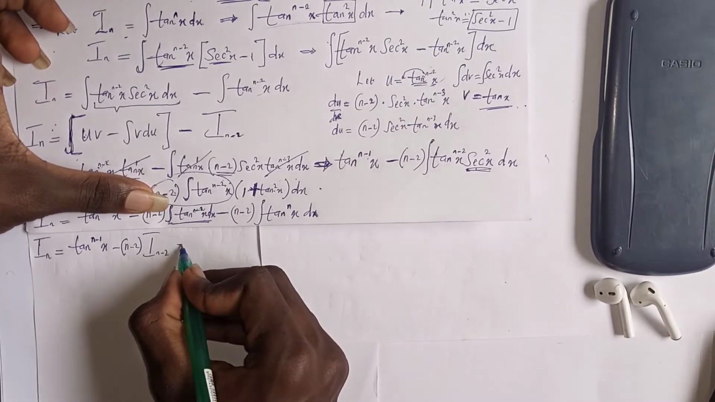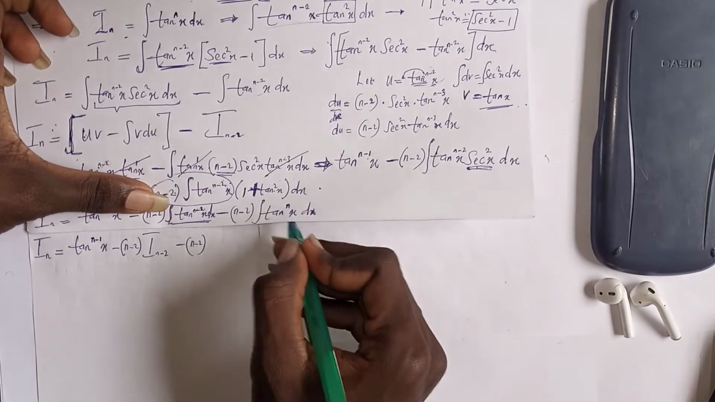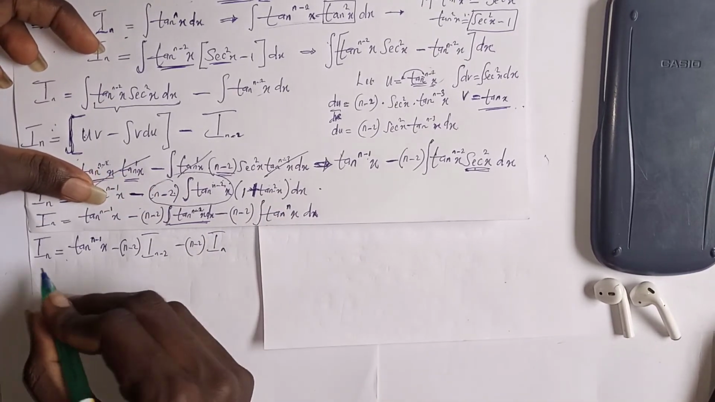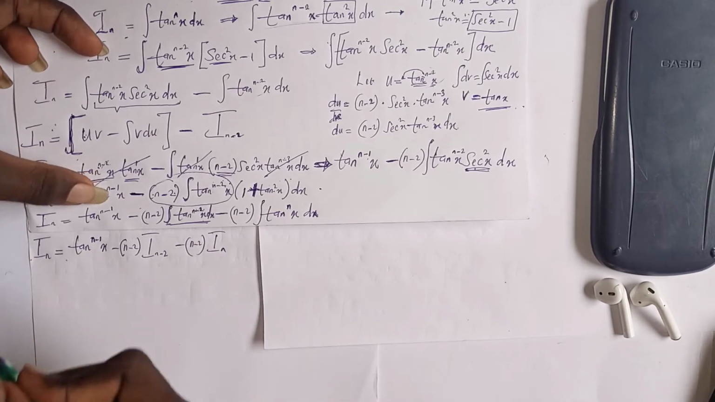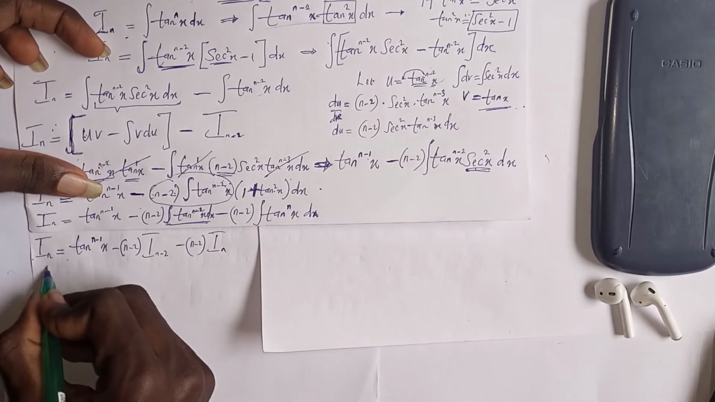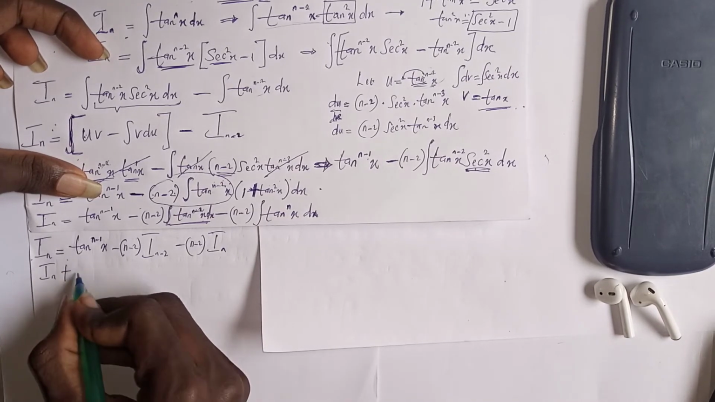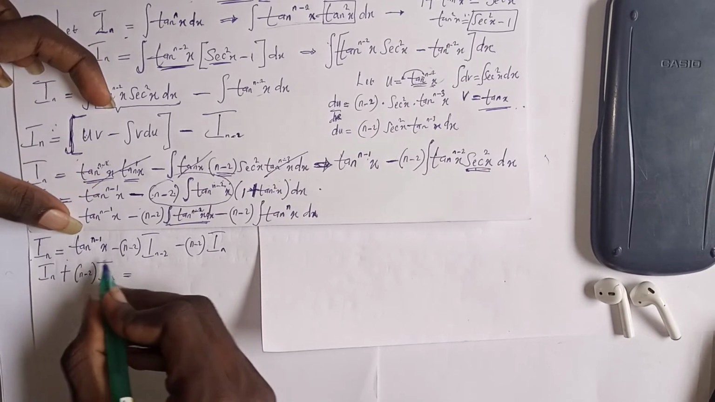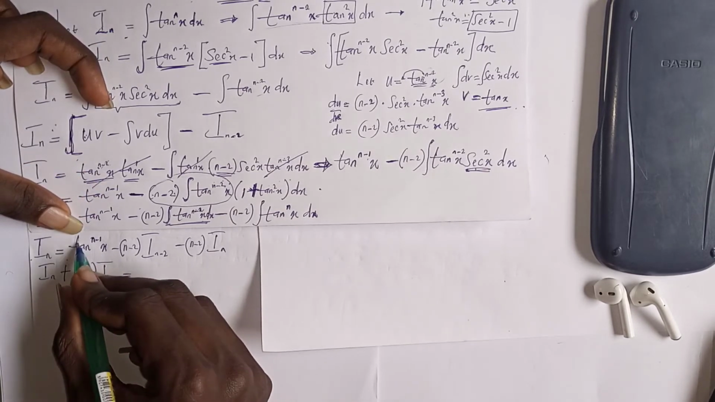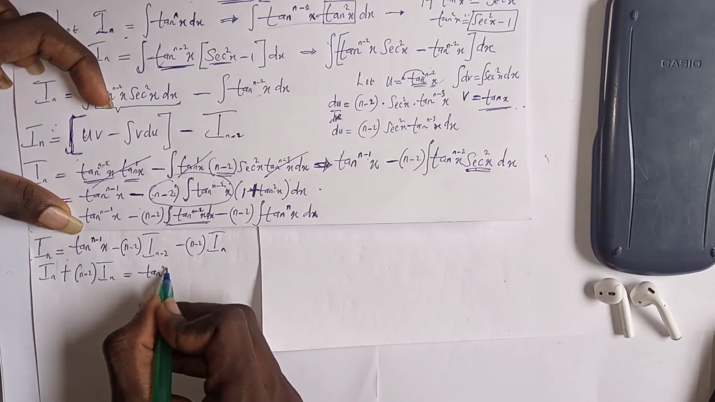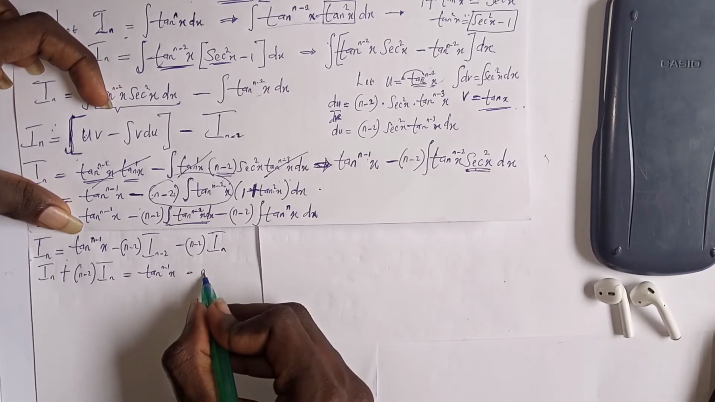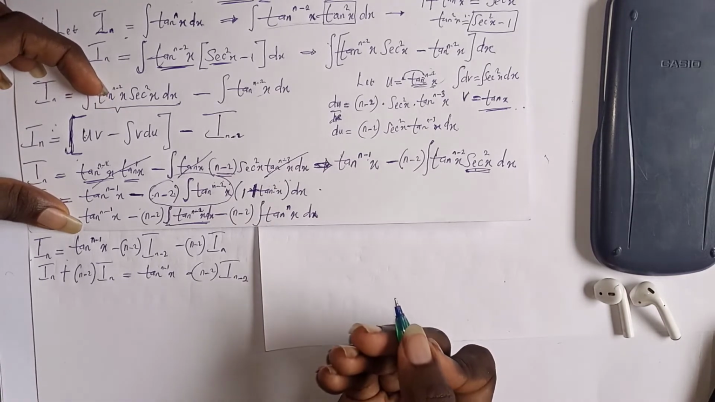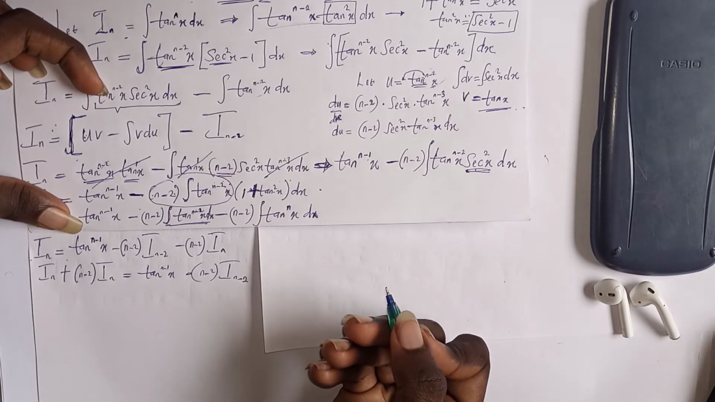right? Then minus (n-2), then this tan^n(x) will be what? I_n. So then you know what to do from here. Collect like terms. I_n and this I_n, you collect it together. So then I'll be having I_n. When this comes like this, I have plus (n-2) I_n equals, then what else do I have? Okay, then I have tan^(n-1)(x) minus (n-2) I_(n-2). So this is what I have.